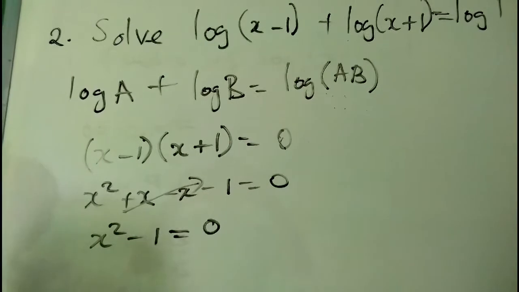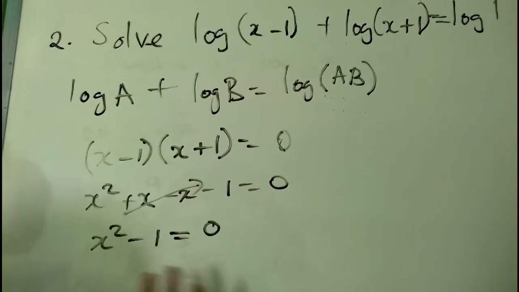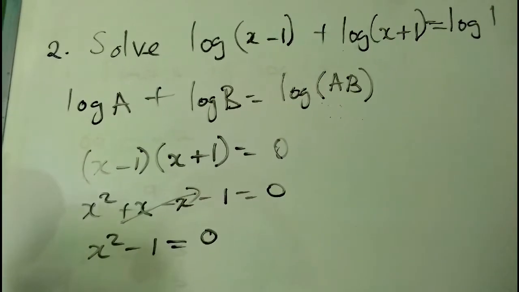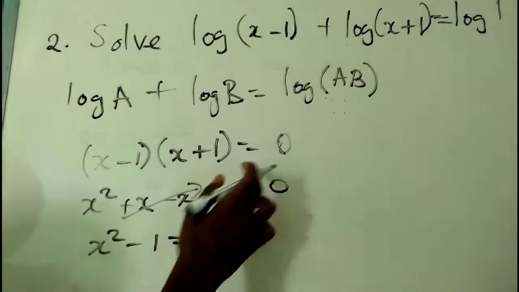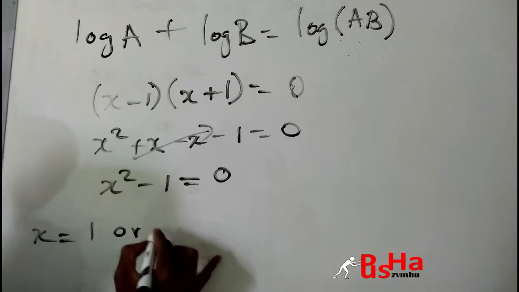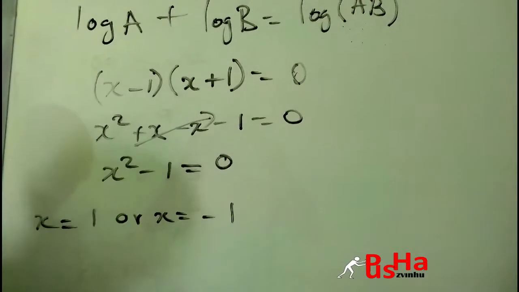So in this case, we have the difference of two squares. So we are going to solve it as a difference of two squares, which is x minus 1 and x plus 1. So we get two solutions, which is x being equal to 1 or x being equal to negative 1.